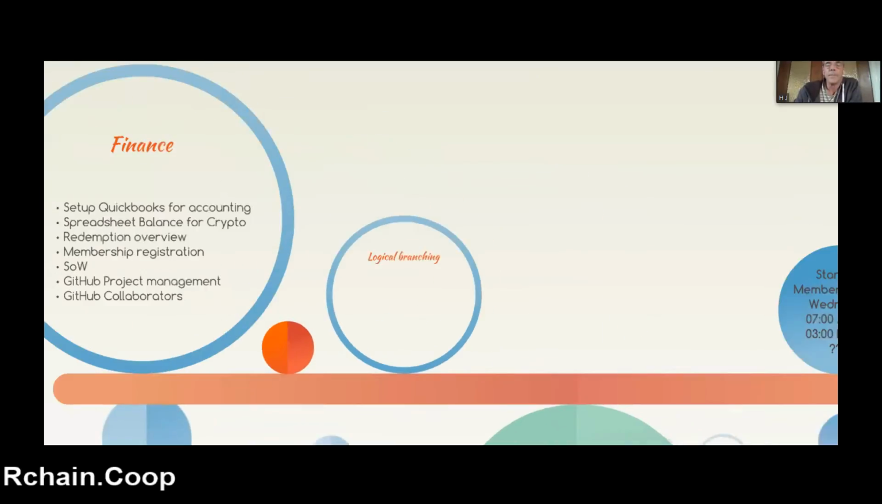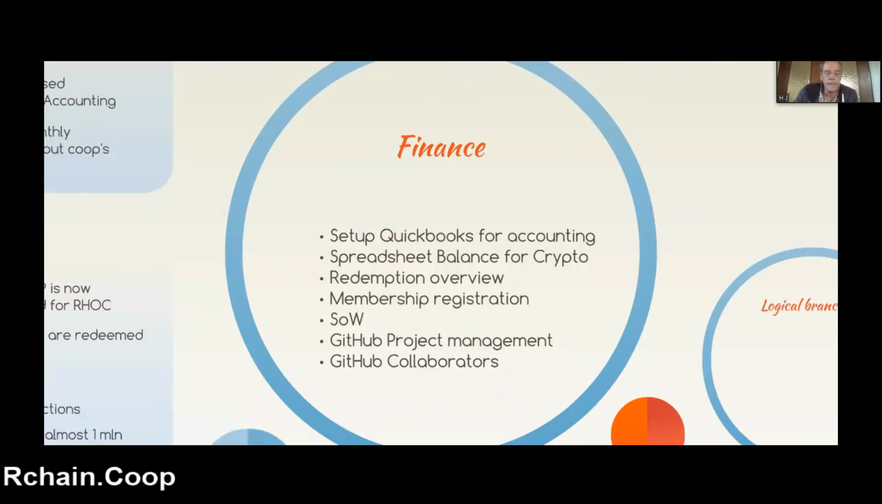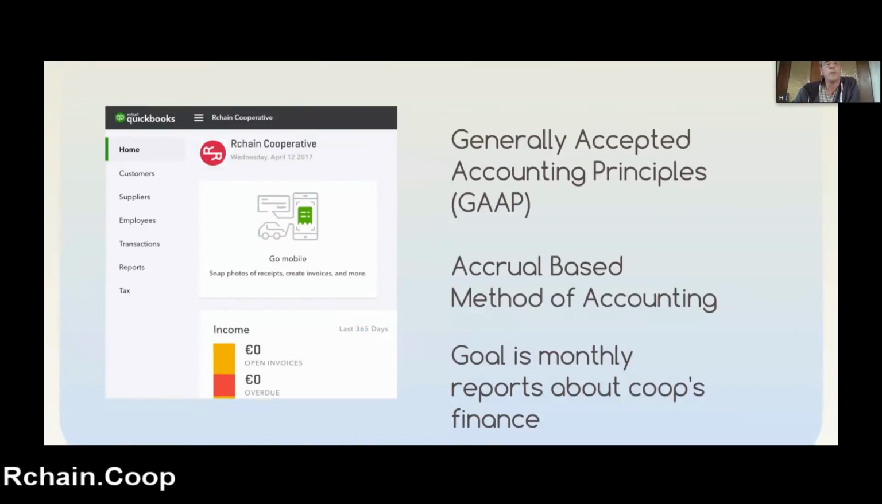Okay, I've been busy with finance. I set up QuickBooks and made a spreadsheet, and I want to give a redemption overview, something about member registration and the SOW, and GitHub project management and GitHub collaborators. So, the QuickBooks: the goal is to do GAAP, and we are going to do finance on an accrual-based method of accounting. Probably in the coming weeks, I can give reports about the co-op's finance.